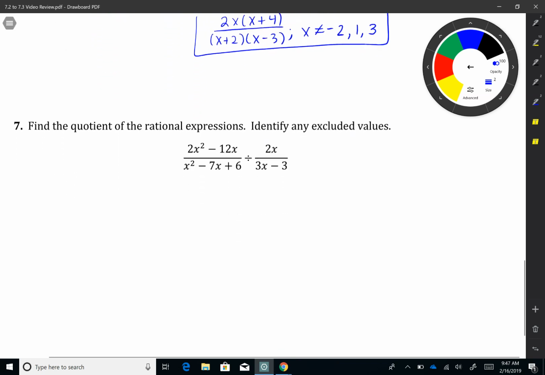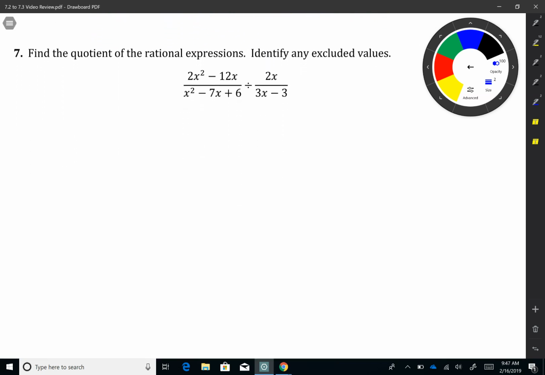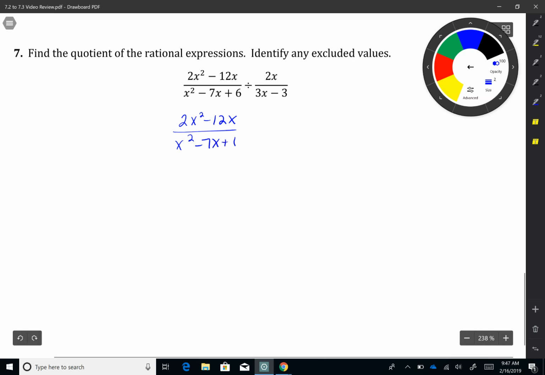Finally, find the quotient of the rational expressions. The quotient is to divide, and remember that to divide expressions, we multiply by the reciprocal. So we keep the first fraction as is. We change this to multiplication, and we do the reciprocal of the second fraction. Okay, and just like any other thing, we are going to factor. So when I look at my upper left here, this is a binomial that I have a GCF of 2x. So I can take 2x out of both of those terms, and I'm left with x minus 6.